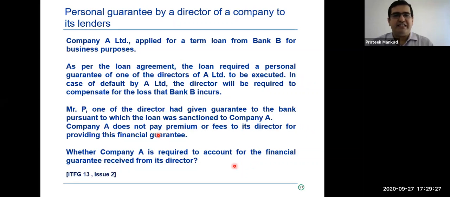The question is whether company A is required to account for the financial guarantee received from the director. And we can make this slightly broader. What are the accounting implications of this transaction? Let's look at it in terms of what the accounting implications are. If there is an implication which is not a number-based answer also, but there is an accounting or financial statement implication, we should talk about it. So what should company A do in the financial statements is the moot question.